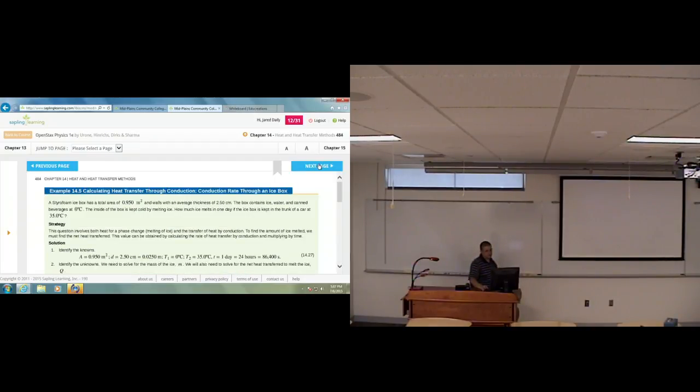So here we have a styrofoam ice box. It has a total area of 0.950 meters squared. Walls have an average thickness of 2.5 centimeters. The box contains ice, water, and canned beverages at 0 degrees Celsius. The inside of the box is kept cold by melting ice. How much ice melts in one day? The box is kept in the trunk of a car at 35 degrees Celsius. So essentially the amount of heat that is going to travel through the box is going to be the amount of heat that the ice is going to have to provide, or suck up, as it melts, right?